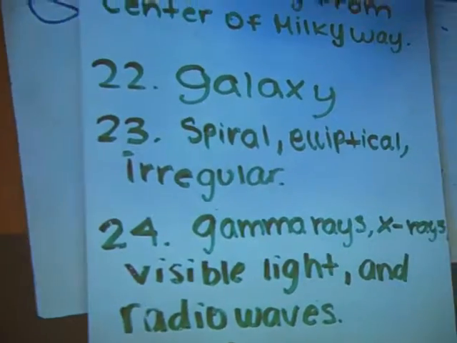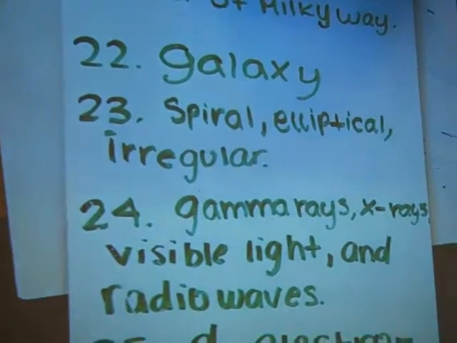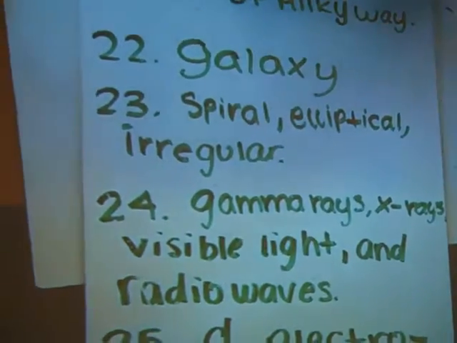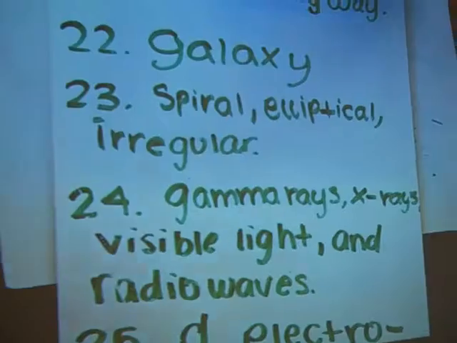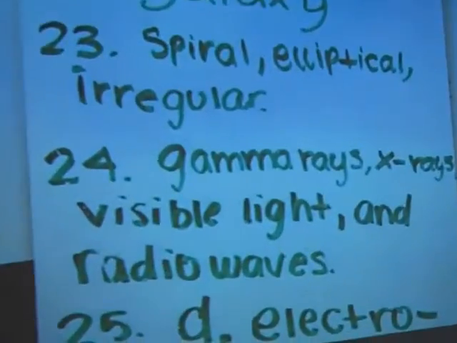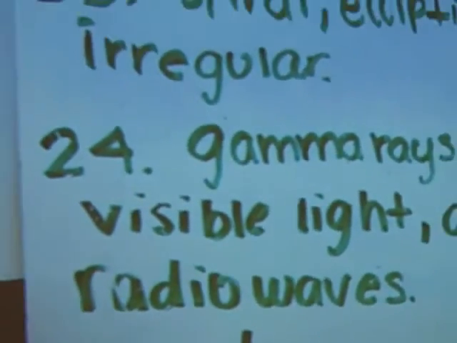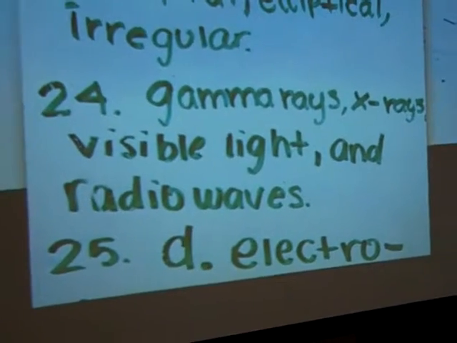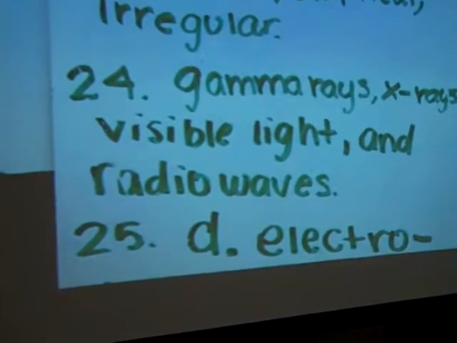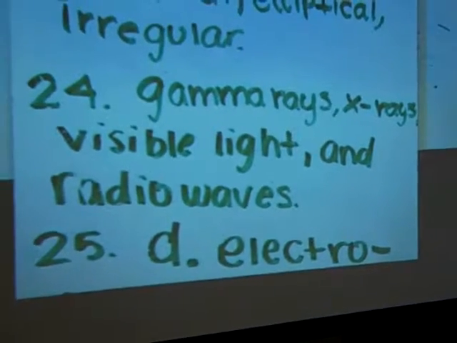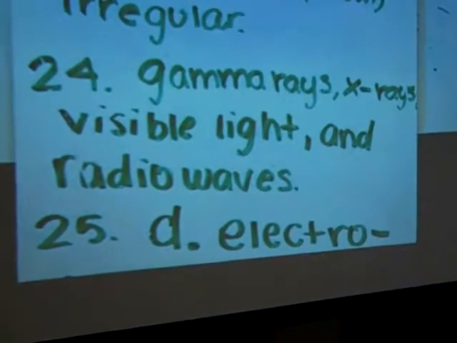And then what's the question to galaxy, number 22? Which object is the largest? The sun, a galaxy, a star, or a planet? And those are the shapes of galaxies, correct? Yes. Okay. And for 24, we got the electromagnetic radiation, which was gamma rays, X-rays, visible light, and radio waves.